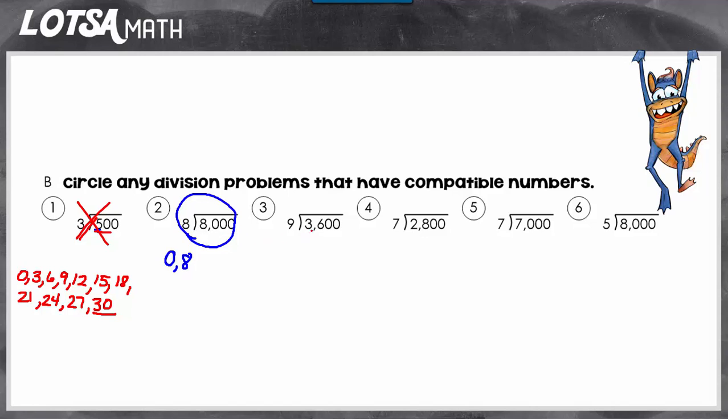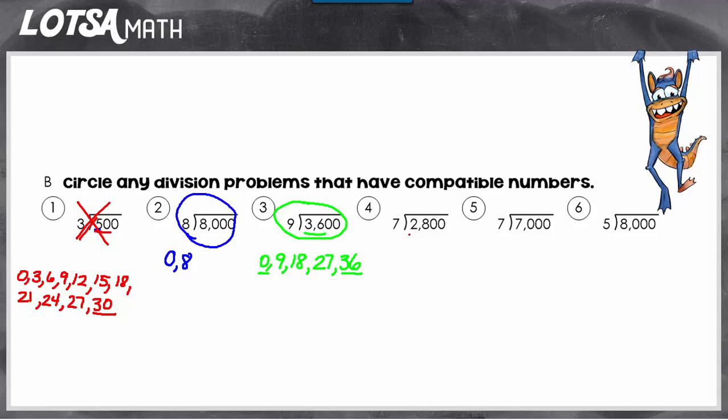All right, so let's look at number 3. This time we have 3,600 divided by 9. So we're going to see if 3,600 is made up of multiples of 9. So we'll start with 0. So the multiples of 9 are 0, 9, 18, 27, 36, and I can stop there because I see 36 is part of this dividend, and 36 is also one of the multiples of 9. And the other ones are just zeros, which are also multiples of 9. So 3,600 divided by 9 are compatible numbers.